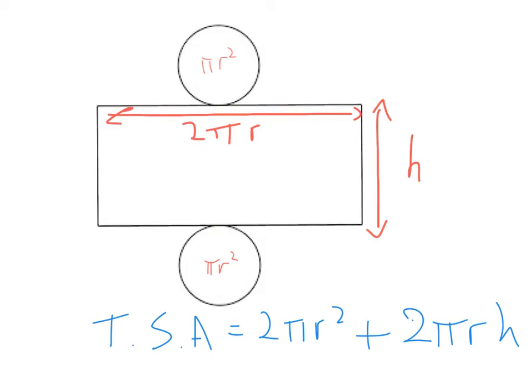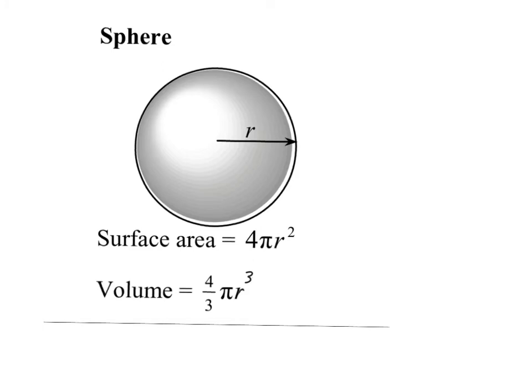If we look at the formula given to us in the log tables for a sphere, we see two very similar quantities here. The total surface area, which is 4 times pi times the radius squared, and the volume of the sphere, which is 4 over 3 times pi times the radius cubed.